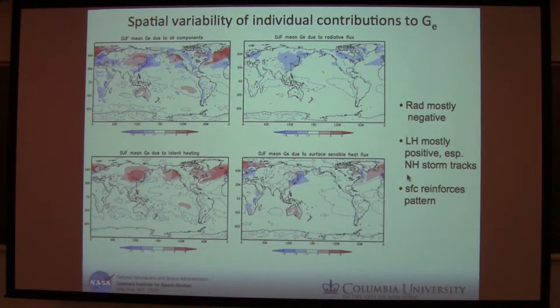One other thing to note here is that in the tropics, despite large zonally asymmetric heating associated with the Walker circulation, GE is small because the temperature gradients in the tropics are small.